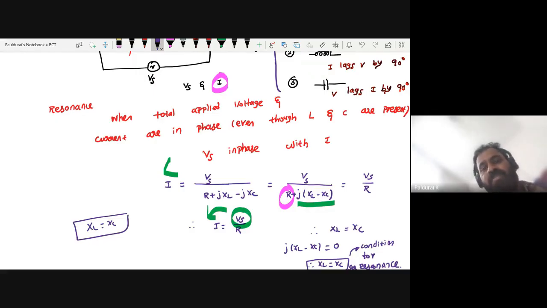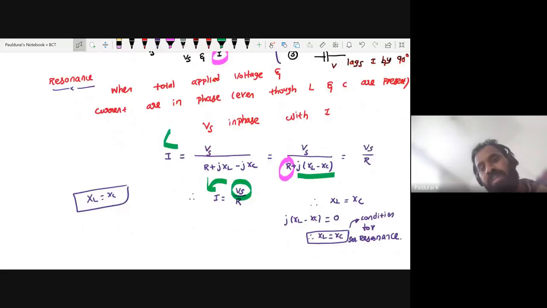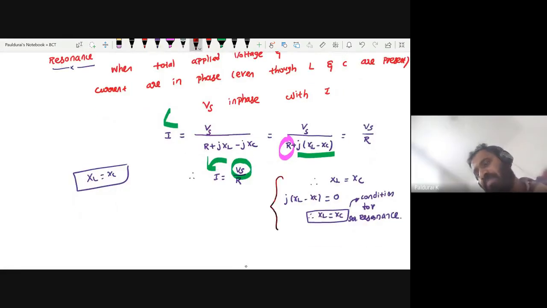So resonance means when applied voltage and current are in phase, even though inductor and capacitor are present in a circuit. In every family, even with father and mother, the family runs smoothly, isn't it? In the same way, in a circuit, even though inductor and capacitor are opposite kinds, under some condition we want the applied voltage and current to be in phase. That condition is called resonance. This is the definition for resonance, and from this comes the condition for resonance. It's very important, please maintain it. So the condition for resonance: XL equal to XC.